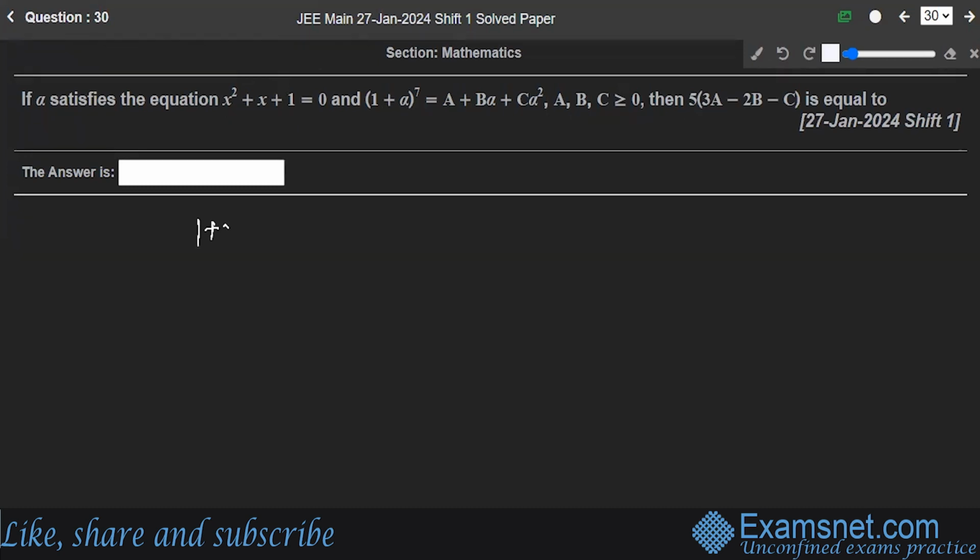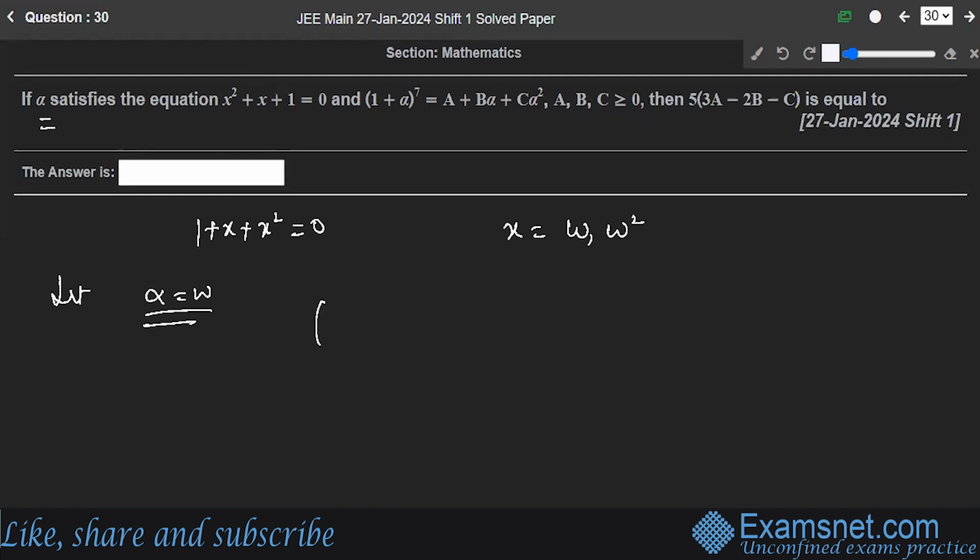So you have the equation 1 plus x squared is equal to 0. The roots are given by omega and omega squared. So you are given alpha is one of the roots. Let's say alpha is equal to omega. You can take any value, no problem.